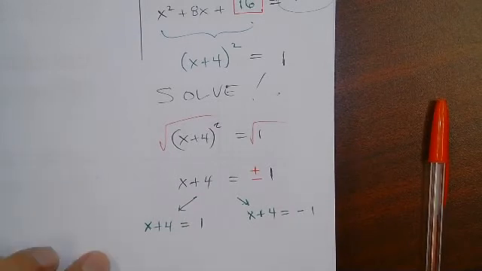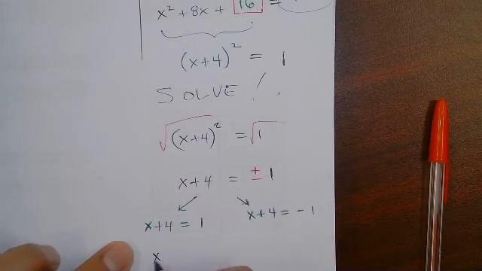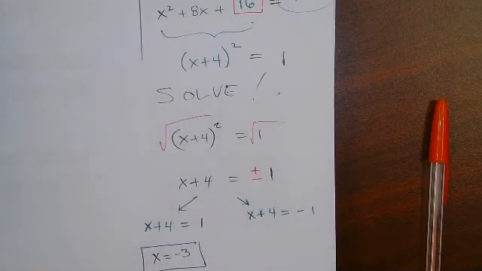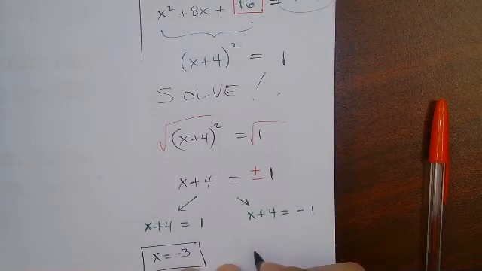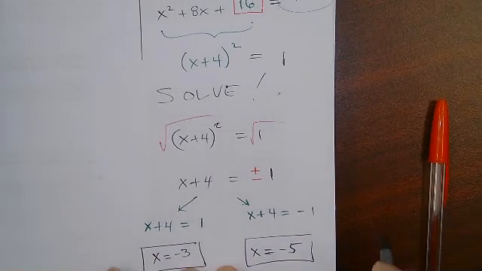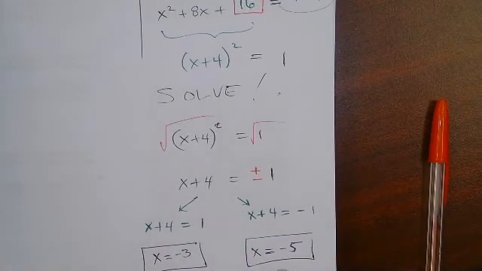And what answers do you get? I get two answers here, right? You guys agree we get negative 3? And what? And negative 5. Okay, that's great.